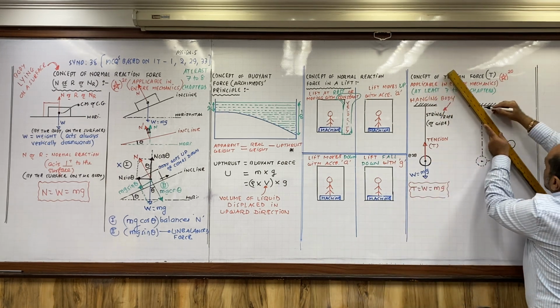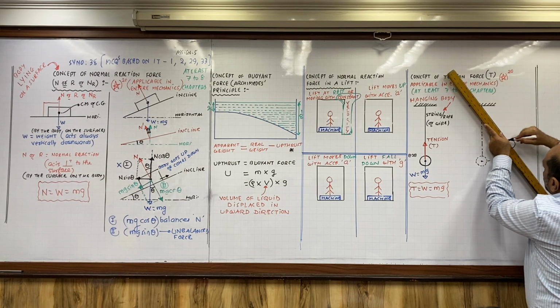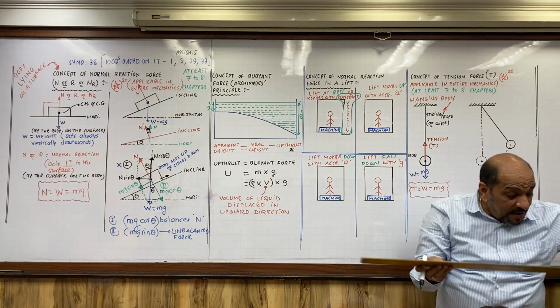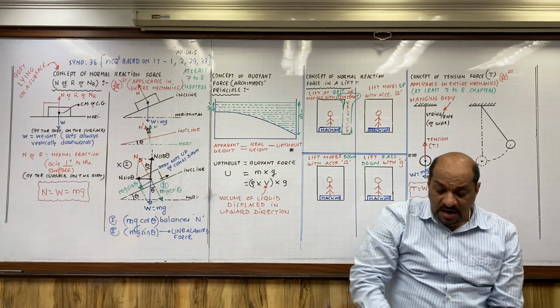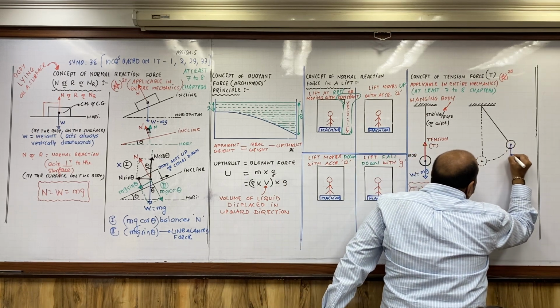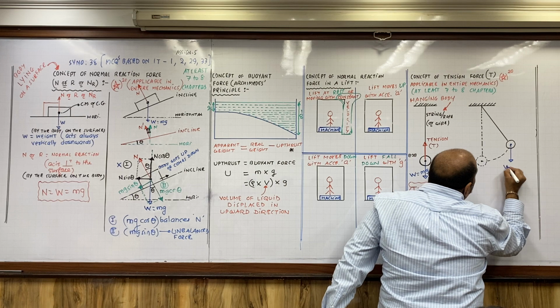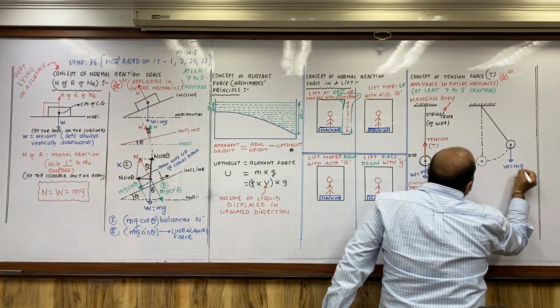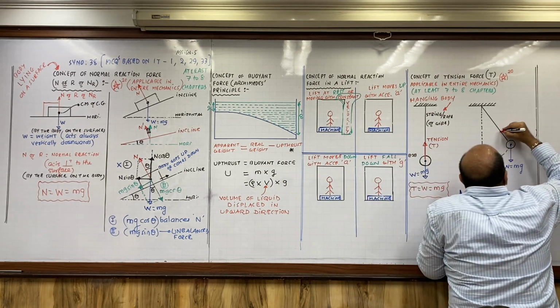That means this is the string now. This is the string. So how will I talk about the vectors? Like I always do. Come on students, what is this force? W is equal to mg. Very good. And what is this force?